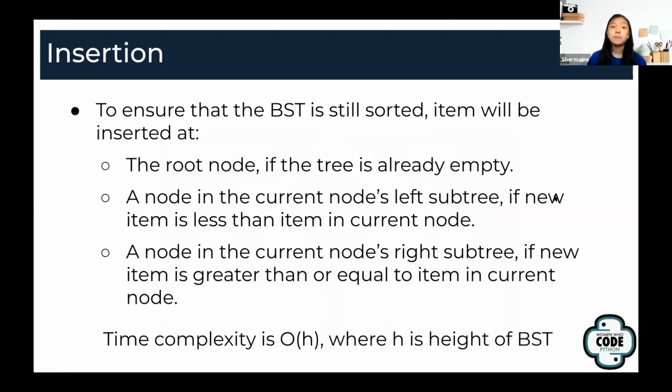So the next operation would be insertion. To ensure that the binary search tree is still sorted, the item will be inserted at the root node if the tree is already empty. If not, the item will be inserted at a node in the current node's left subtree if the new item is less than the item in the current node. However, if the new item is greater than or equal to the item in the current node, the item will be inserted at a node in the current node's right subtree. And the time complexity is the same as that of the searching algorithm, which is O(h).